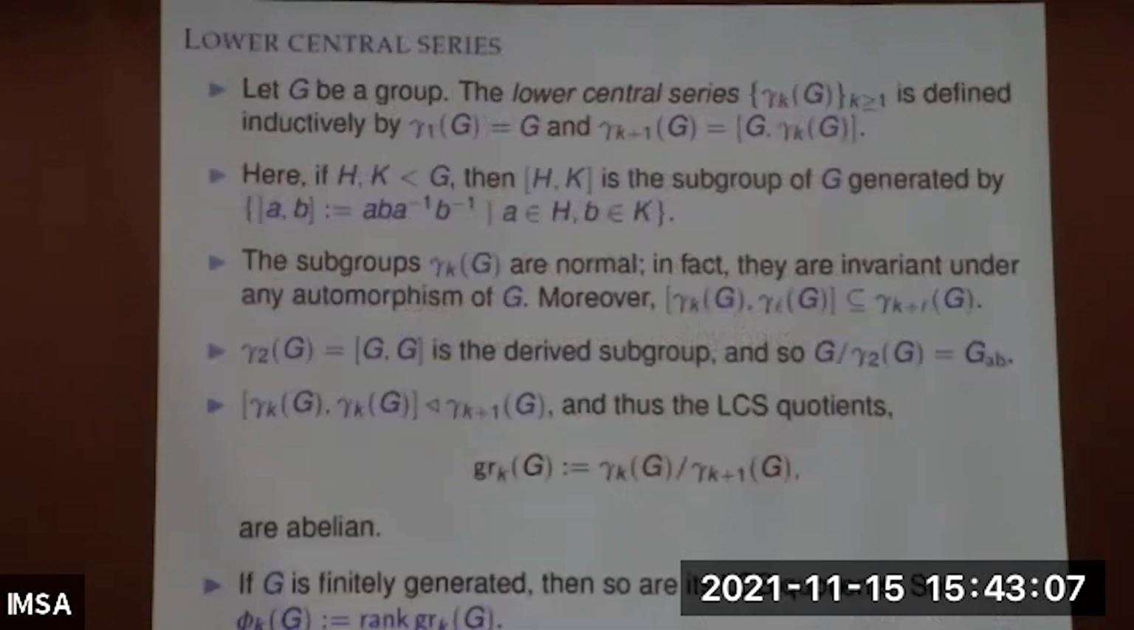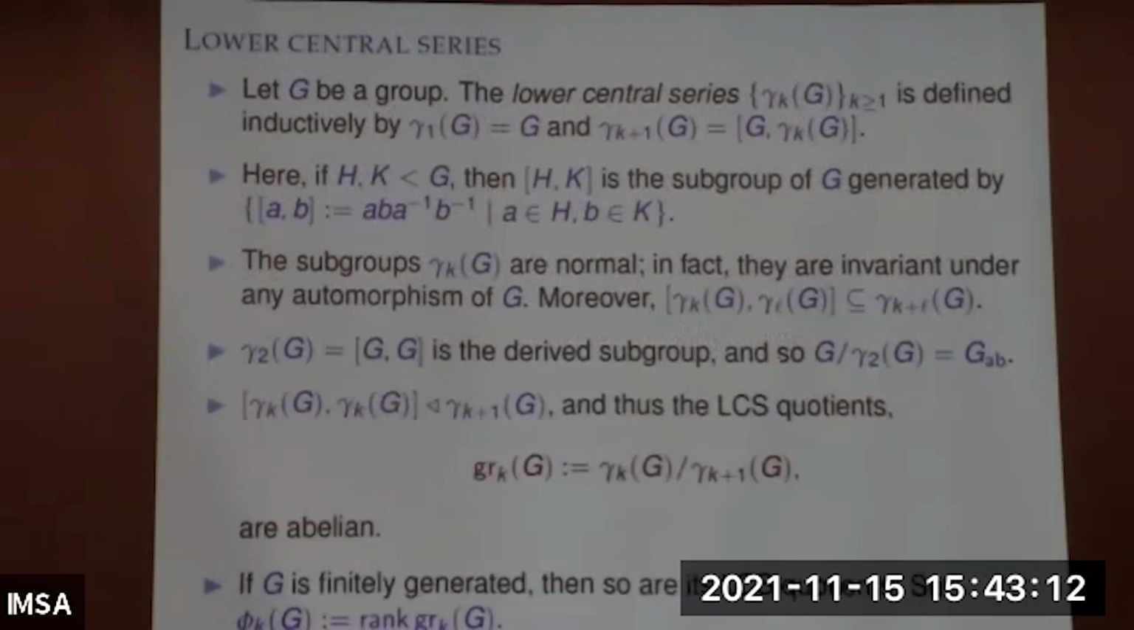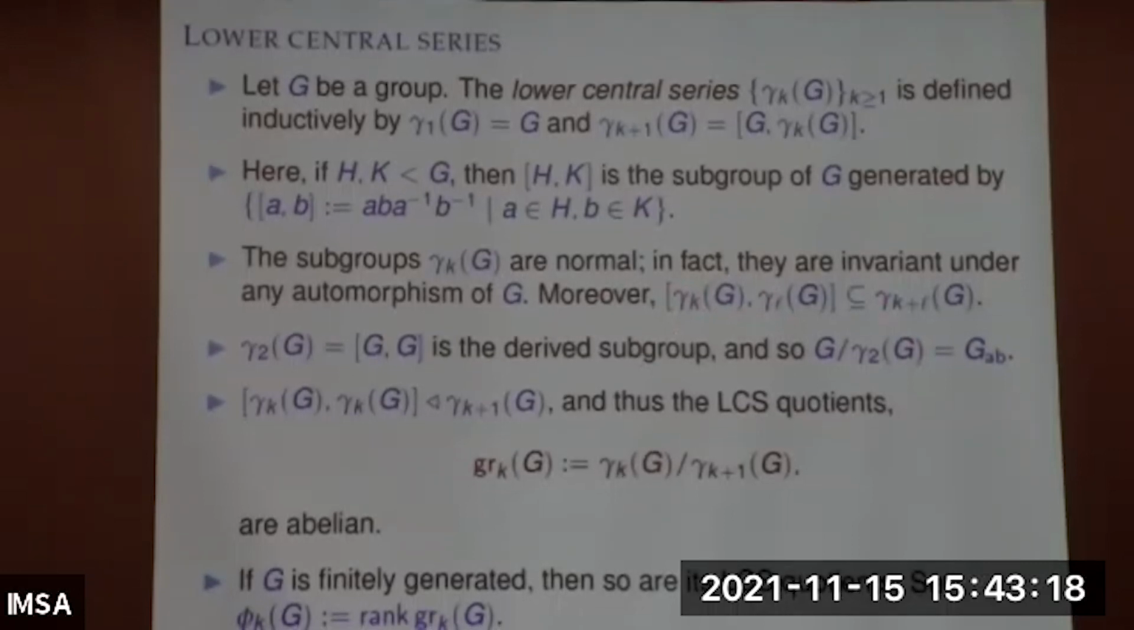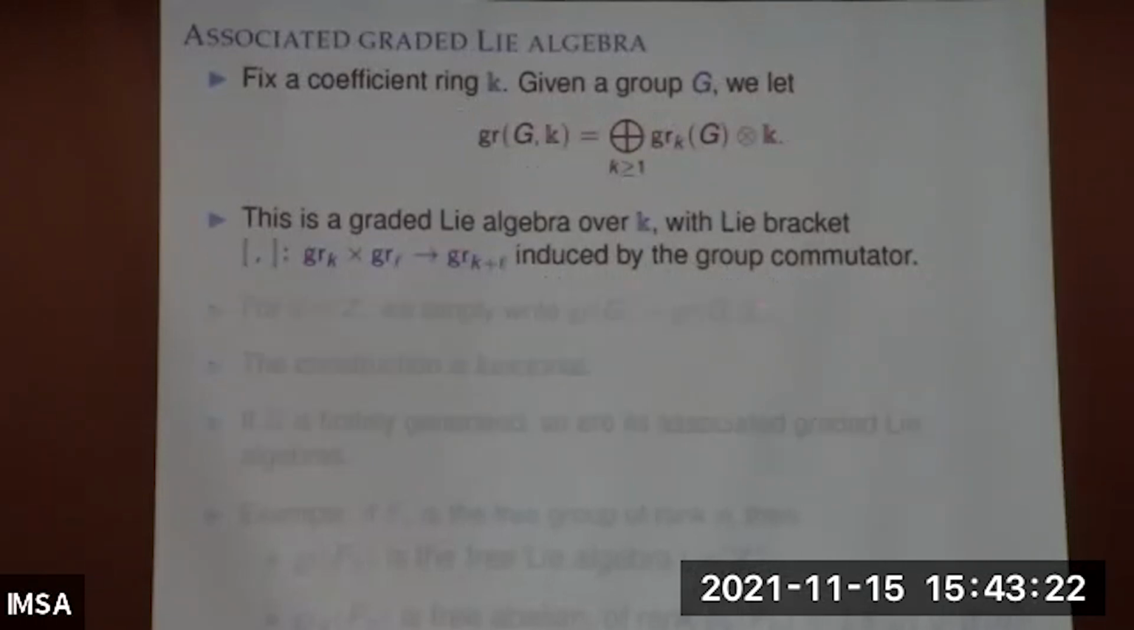Remember, it goes into here. I'm using this fact: the bracket of gamma K and gamma L is gamma K plus L. So when you pass to the quotients, you get this operation like that, right? That's just because of that.